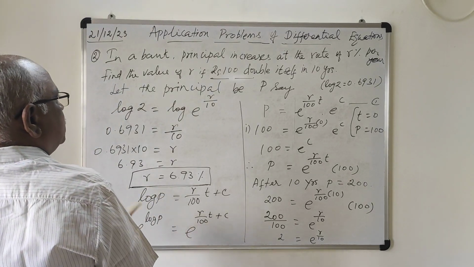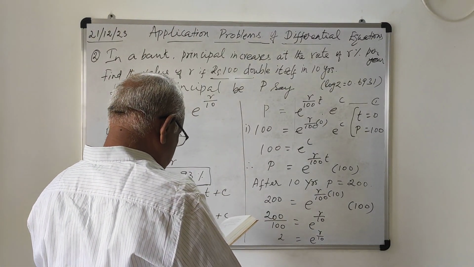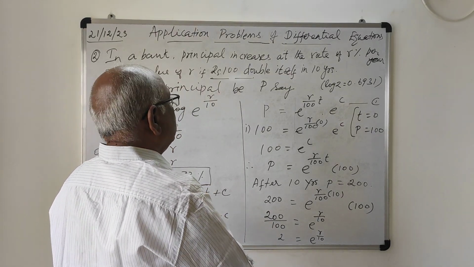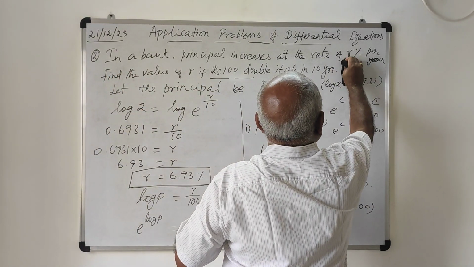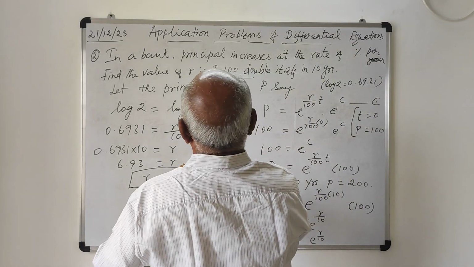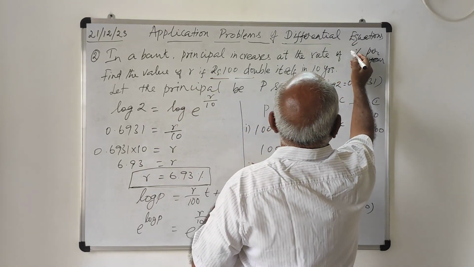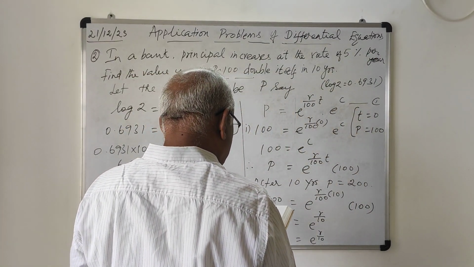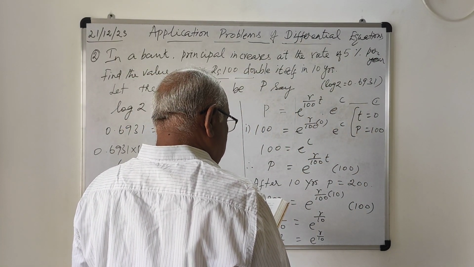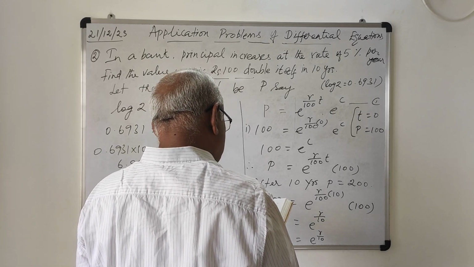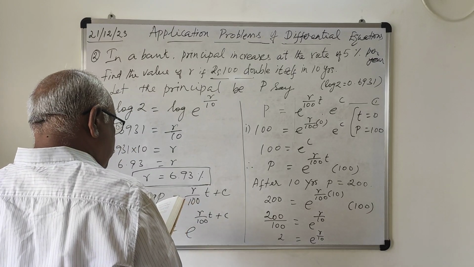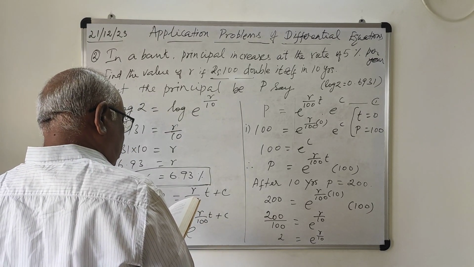Now, in a bank, the principal increases at the rate of 5% per year. In this problem, the rate is given. The required question is: an amount of rupees 1000 is deposited with this bank. How much will it be worth after 10 years?